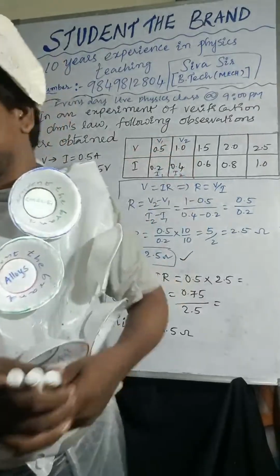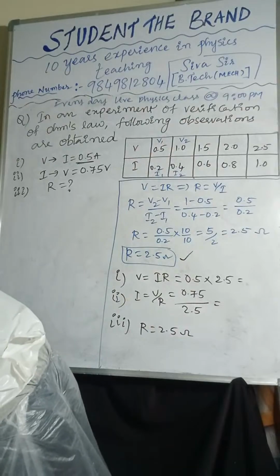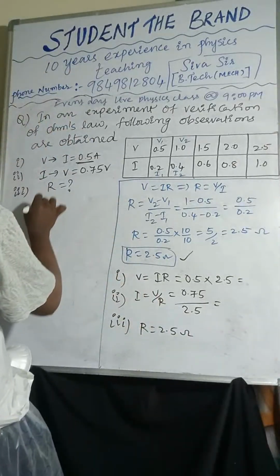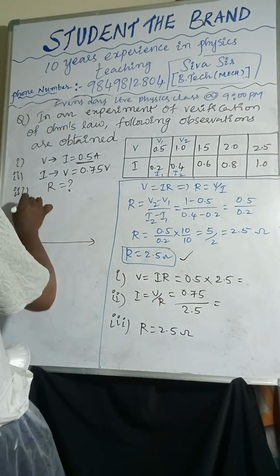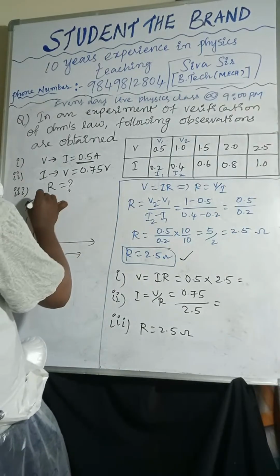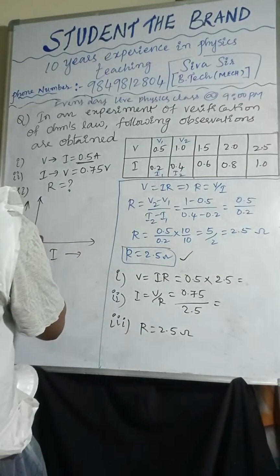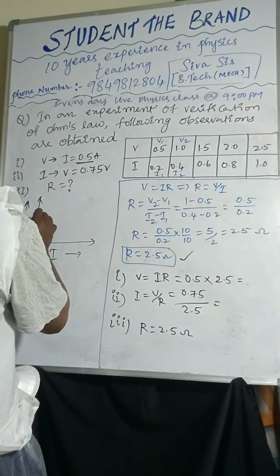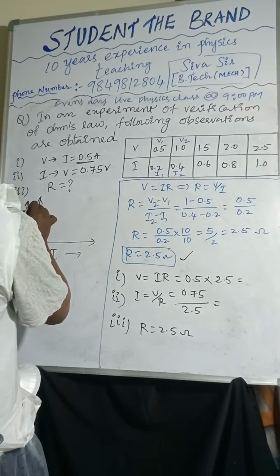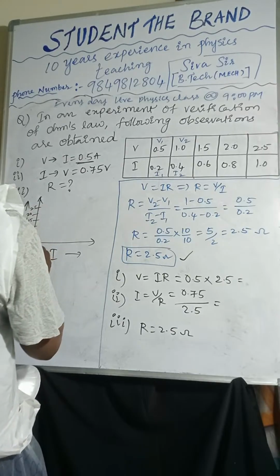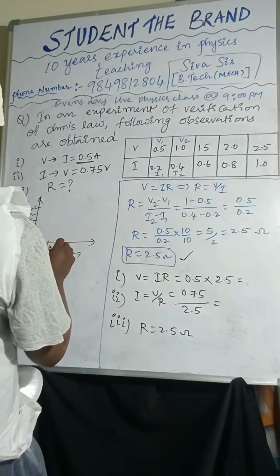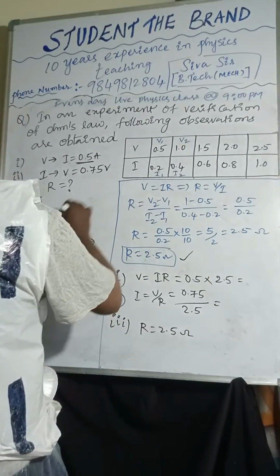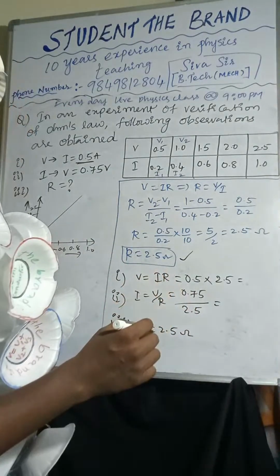If you draw the graph, I'll draw it, so check once here. I'm taking V on the y-axis and I on the x-axis. On the V axis I'm taking 0.5, 1, 1.5, 2, 2.5, and on the I axis 0.2, 0.4, 0.6, 0.8, 1. If you draw the graph like this, it is linear.